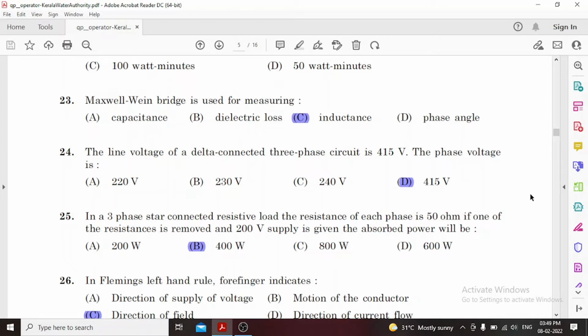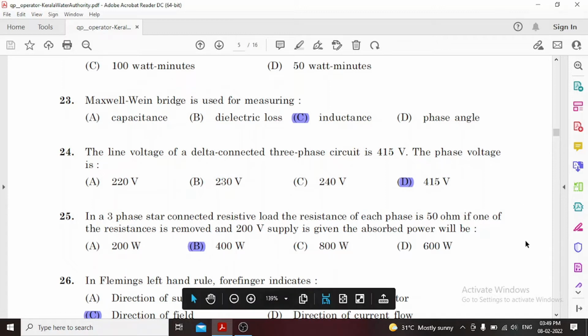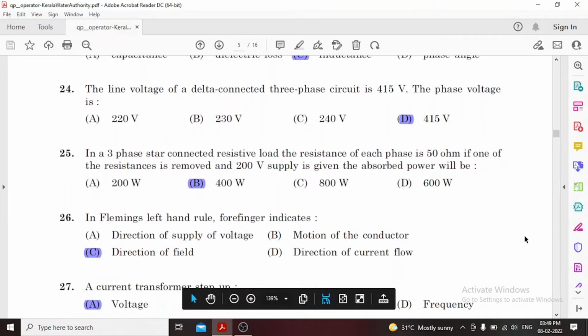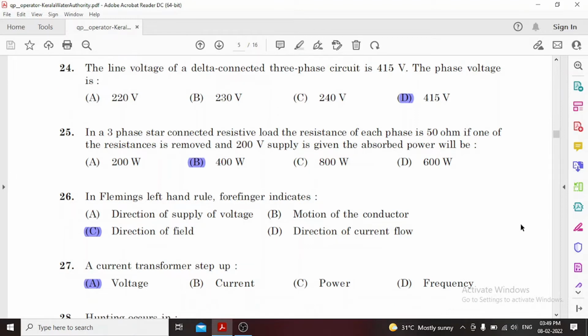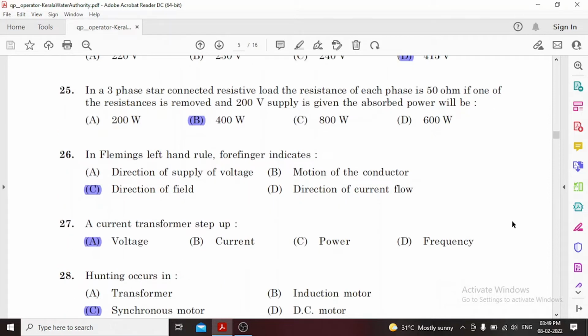24, the line voltage of a delta connected three-phase circuit is 415 volt. The phase voltage is 415 volt. Option D, 415 volt. 25, in a three-phase star connected resistive load, the resistance of each phase is 50 ohm. If one of the resistances is removed and 200 volt supply is given, the absorbed power will be 400 watt. Option B, 400 watt. 26, in Fleming's left-hand rule, forefinger indicates direction of a field. Option C, direction of a field.